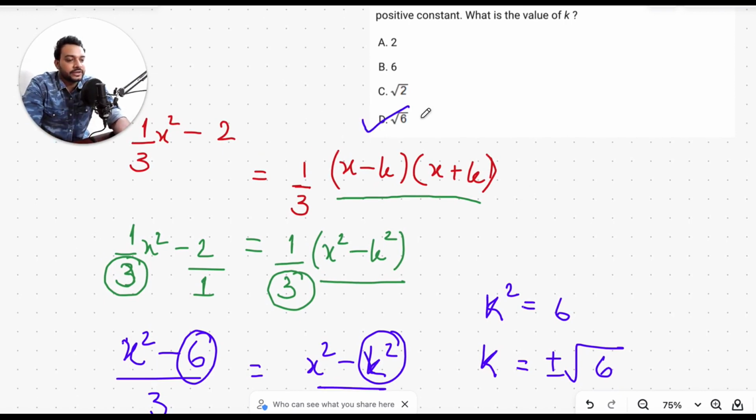D is root of 6. So the important thing here in this question was to notice the denominator 3, the difference in the nature on both sides, due to which a lot of you might have marked option C. Even that mistake can be made by anyone if you lose the carefulness at that point. So option D is the correct one.